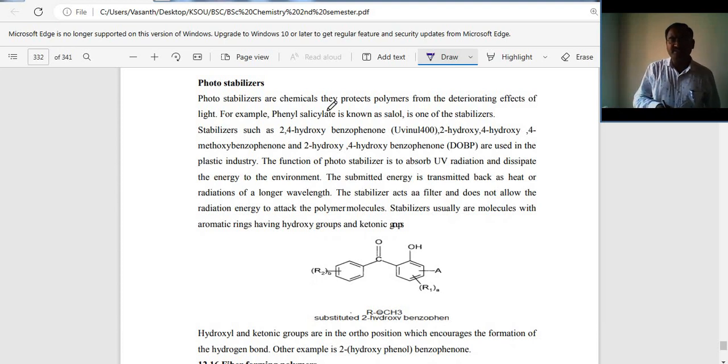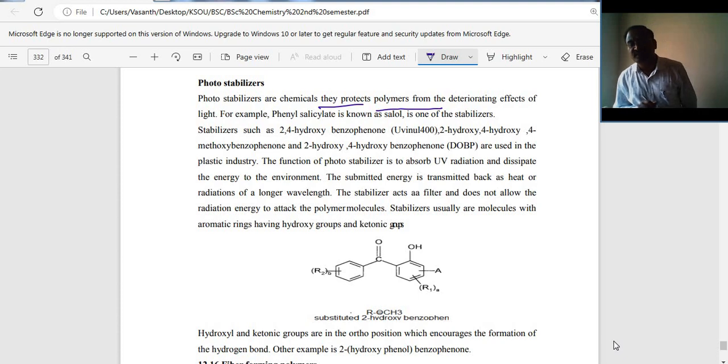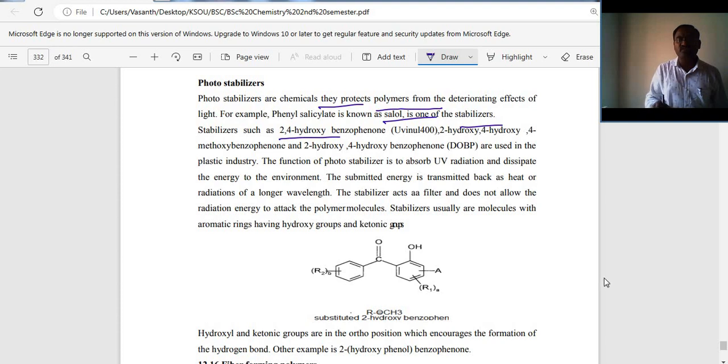Photo stabilizers are chemicals that protect polymers from the deteriorating effect of light. For example, phenyl salicylate, known as salol, is one of the stabilizers. Stabilizers such as 2,4-dihydroxy benzophenone and 2-hydroxy, 4-hydroxy compounds are used in the plastic industries.